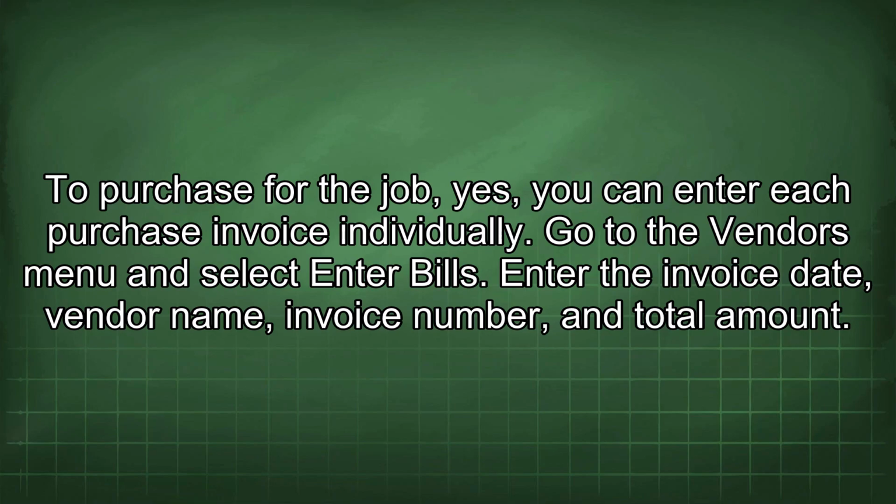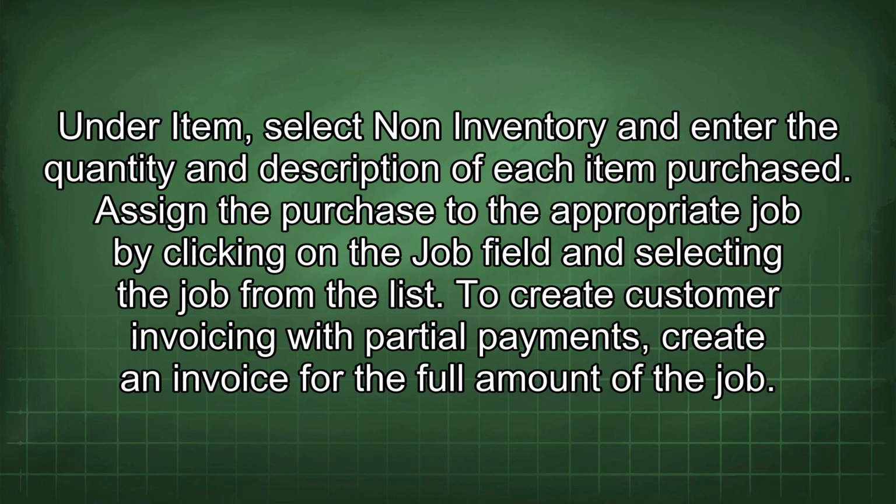To purchase for the job, yes, you can enter each purchase invoice individually. Go to the vendor's menu and select Enter Bills. Enter the invoice date, vendor name, invoice number, and total amount. Under Items, select Non-Inventory and enter the quantity and description of each item purchased. Assign the purchase to the appropriate job by clicking on the Job field and selecting the job from the list.